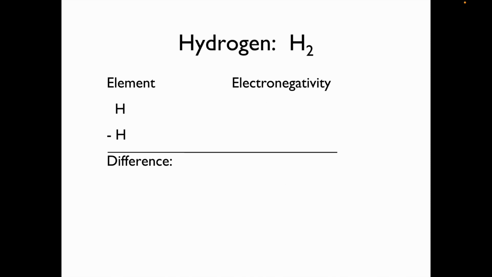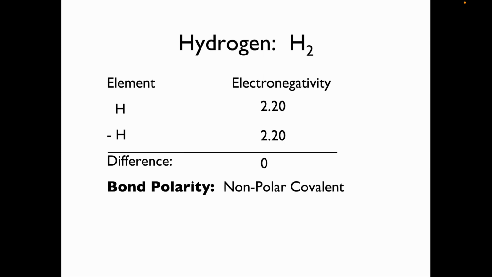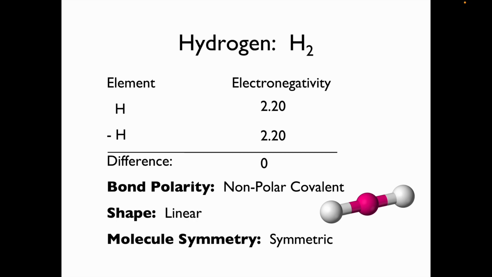Hydrogen gas is another example. Hydrogen has an electronegativity of 2.2. That means our difference is 0, which means the bond polarity is nonpolar covalent. So the electrons between the two hydrogen atoms are shared equally. The shape of a hydrogen molecule is linear, right? So it's just in a line. We've got bonds evenly going in both directions, which means that the linear molecule is symmetric. So again, we have a nonpolar molecule. So nonpolar covalent bonds and a nonpolar molecule because a linear molecule is symmetric.